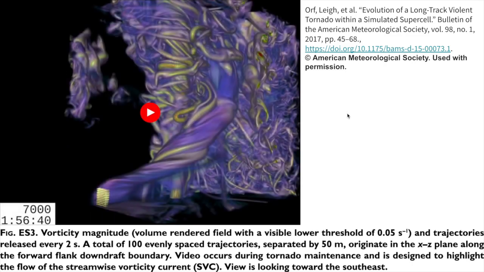So again, all of these have been used with permission from the American Meteorological Society. All of this was under copyright. This is used under permission, and it's from the Orf article, Evolution of a Long-Tracked Violent Tornado Within a Simulated Supercell. And I hope this helped you visualize even better what I was showing on the whiteboards. And just as a side note, all of this was supercomputer generated. It was generated by the Blue Waters supercomputer using Cloud Model 1.